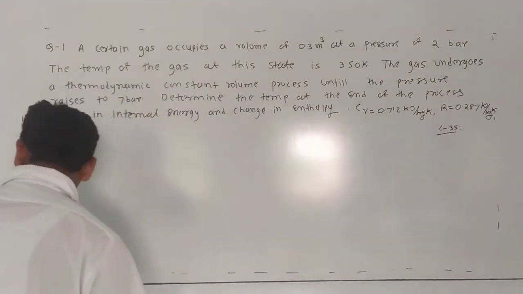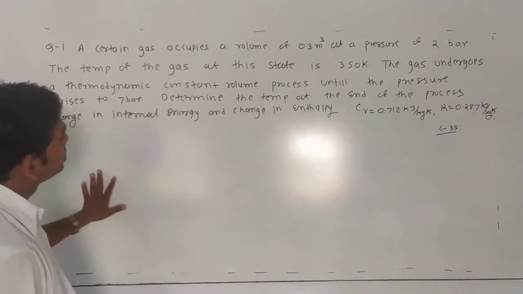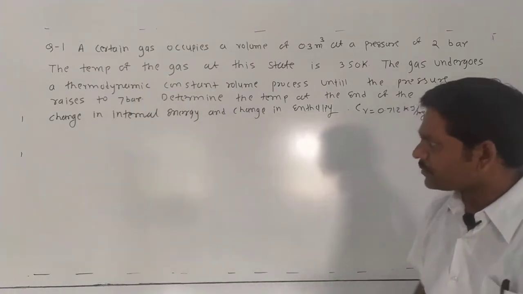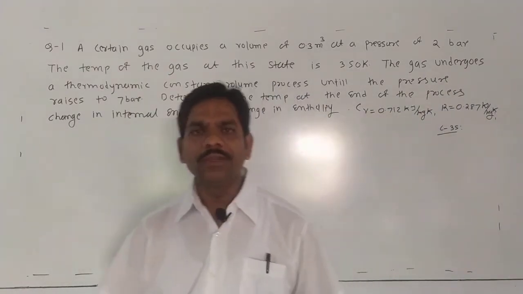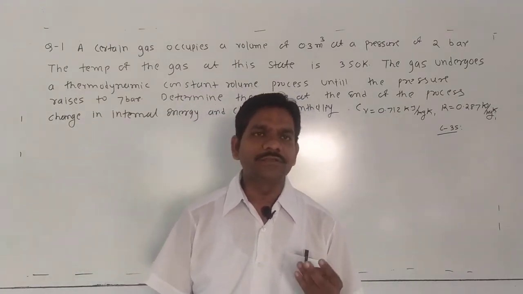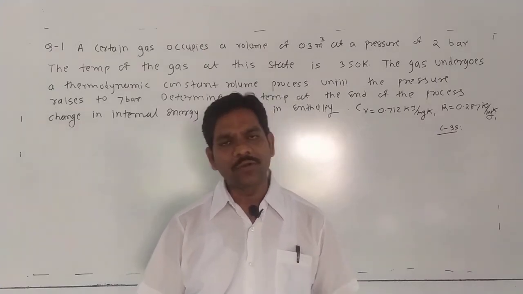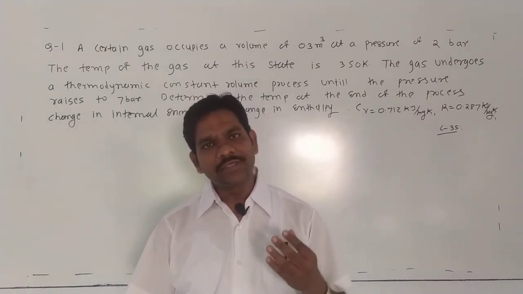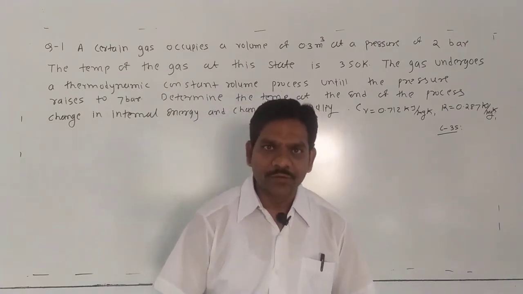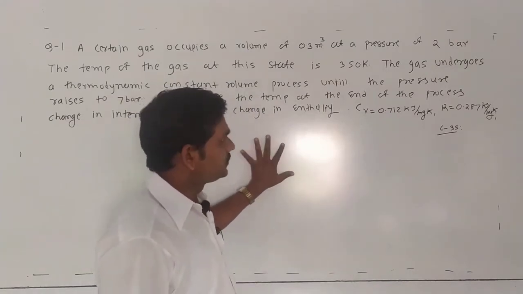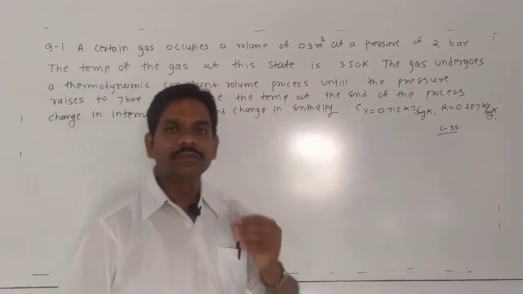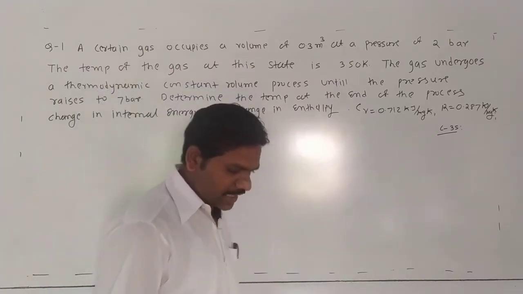So, today we have to solve the numerical. This numerical is based on a constant pressure process. Which process? The numerical depends upon a constant pressure process, constant volume process, then adiabatic process, then isentropic process. These are all the processes we already learned in our previous lectures. So, let's solve this example which depends upon the constant volume process. Okay, let's start.